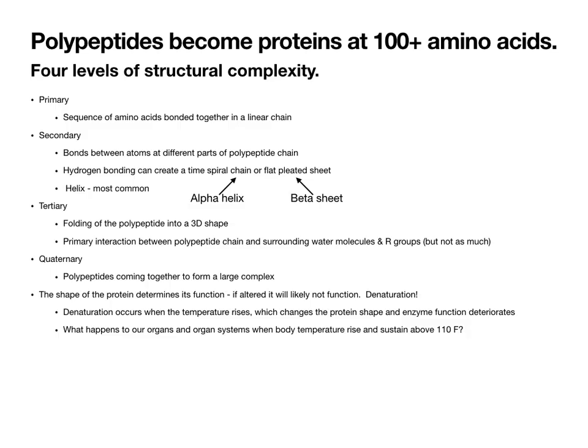This is called denaturation. Denaturation occurs when the temperature rises, the protein shape changes, and enzyme function deteriorates. This happens to our organs and our organ systems when our body temperature rises and stays above 110 Fahrenheit. So denaturation is basically the death of your cells, because the cells can't maintain their homeostasis at 110 degrees Fahrenheit. Other environmental factors can also contribute. If the body's too acidic or too basic, these things can also cause denaturation of that polypeptide chain or structure and cause it to die as well.